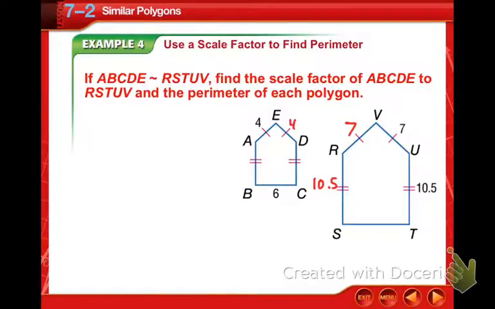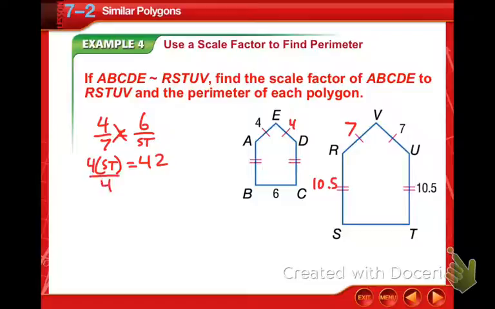So now what we need to do is set up some proportions to solve for the other parts we don't know. We've got the 4 and the 7, we know they're in the same spots, so we'll use that as our factor. We need that to be equal to 6 over the base of the other one, which we'll call ST. So we're going to cross multiply: 4 times ST equals 7 times 6, which is 42.